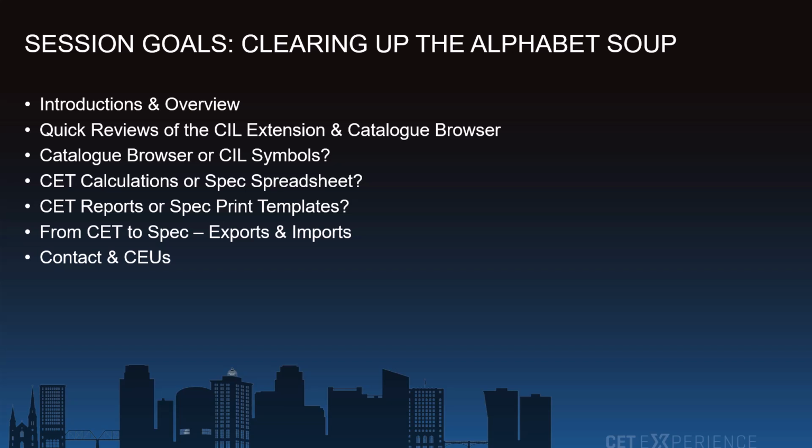We'll discuss when you should potentially use the catalog browser over the Commercial Interior Library extension symbols, or vice versa. We will also make recommendations for when to use CET calculations over the spec spreadsheet, the print reports that you can generate from CET versus the spec print template reports that can be customized.